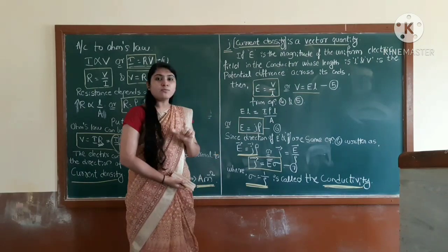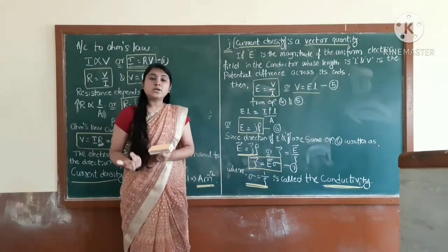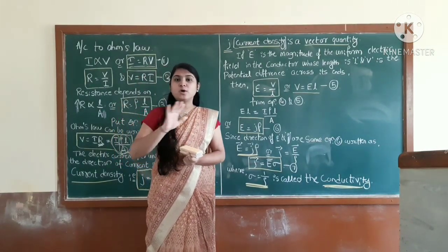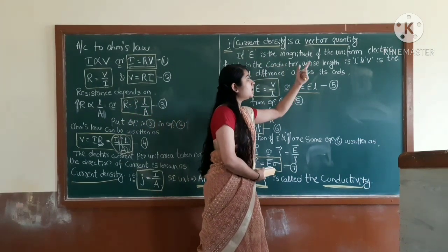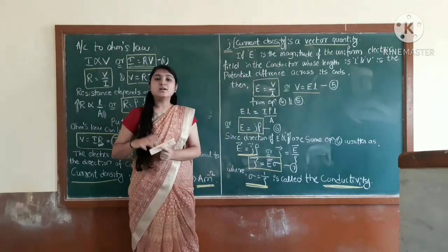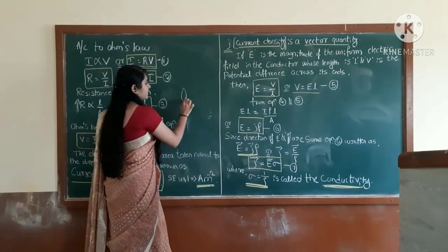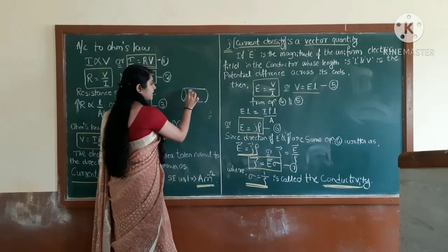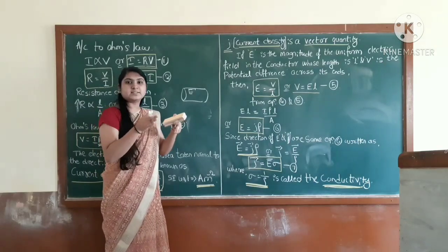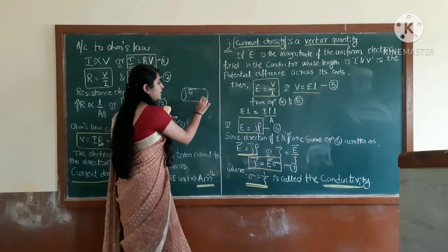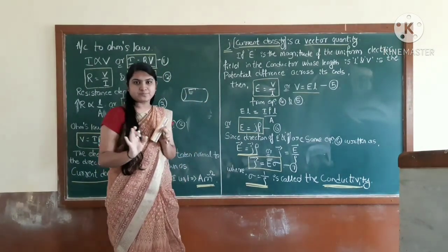So students, now I want to take the electric field. Now I am going to consider the uniform electric field through a conductor. So here, E is the magnitude of the uniform electric field in the conductor. Just assume this is our conductor and here I am considering the electric field. Uniform electric field means wherever you go in this conductor, it is the same at all positions, right?